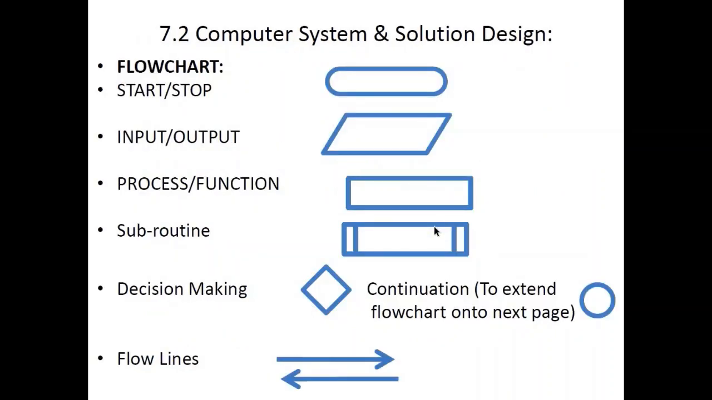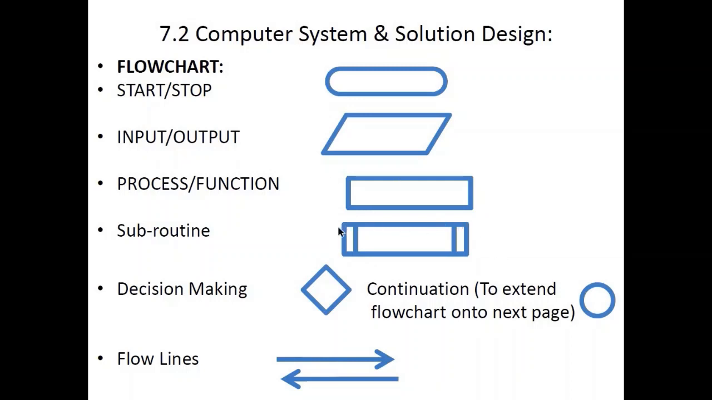Anyways, for making a flowchart, these are the symbols that you need to know. This ellipse is the start or stop symbol. We start our flowchart with this and we end our flowchart with the same symbol. Then the next one, a parallelogram, depicts input or output. If you have to output something or input something, then you use this symbol. For processor or function, we use a rectangle.